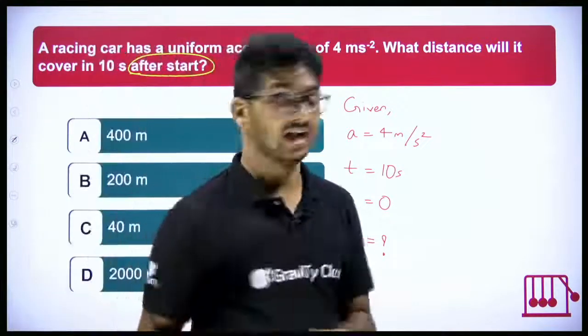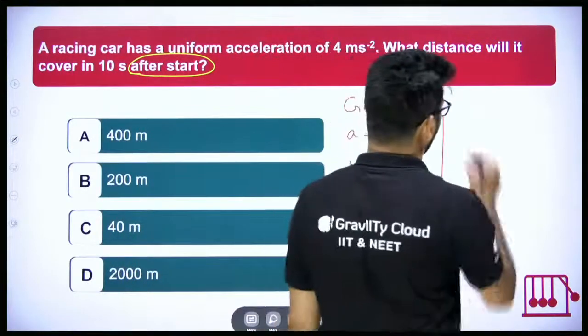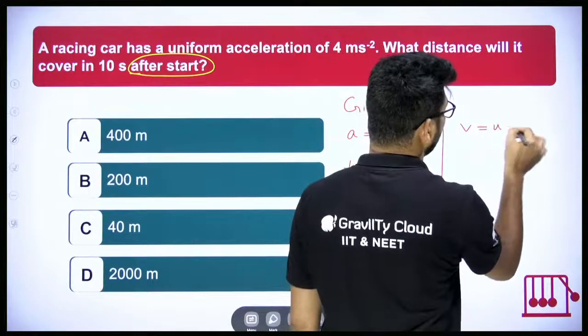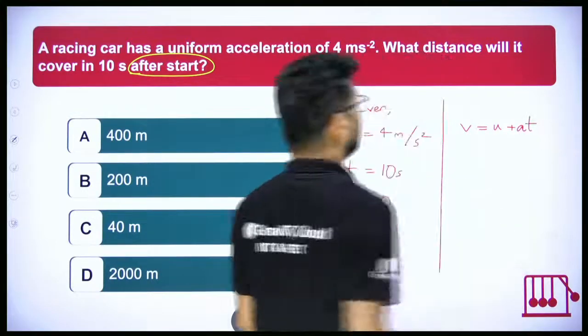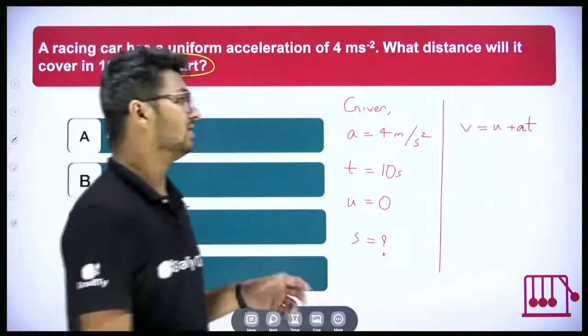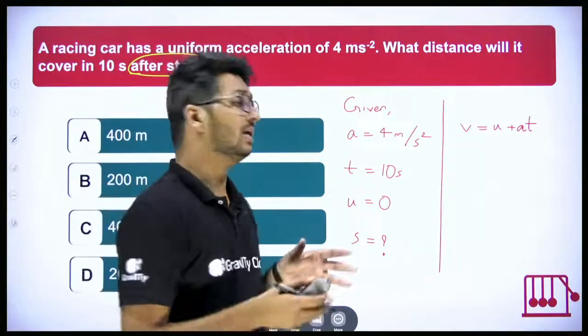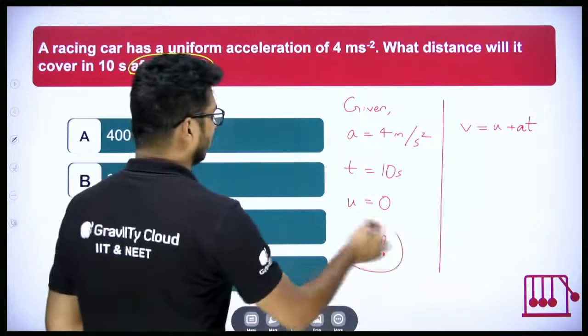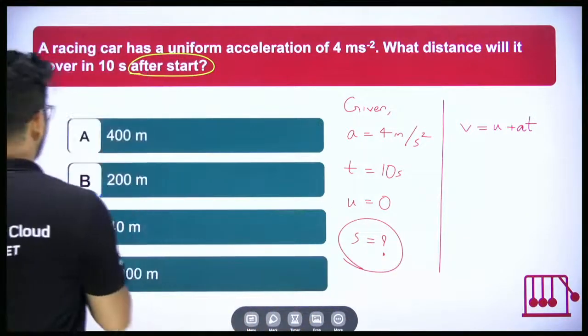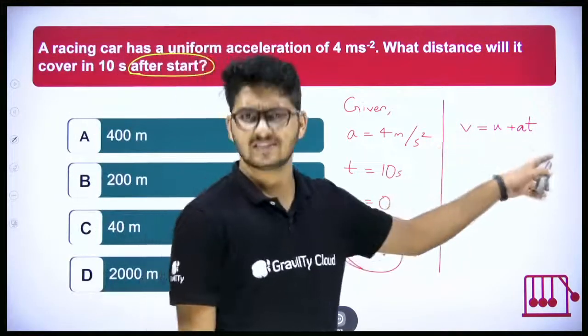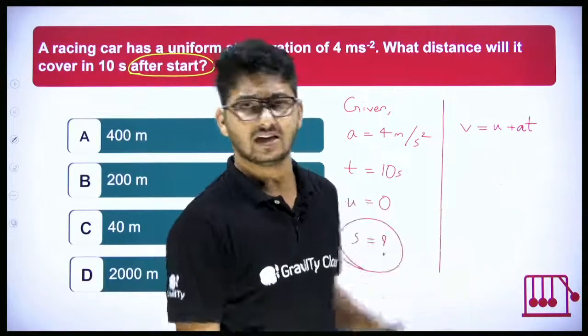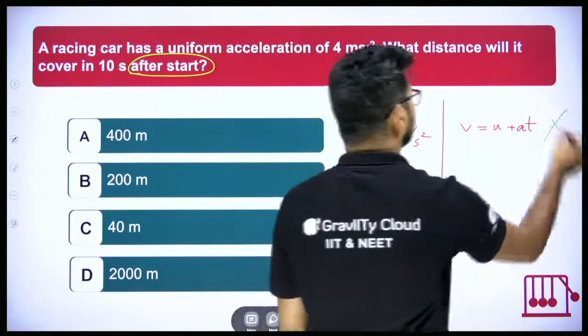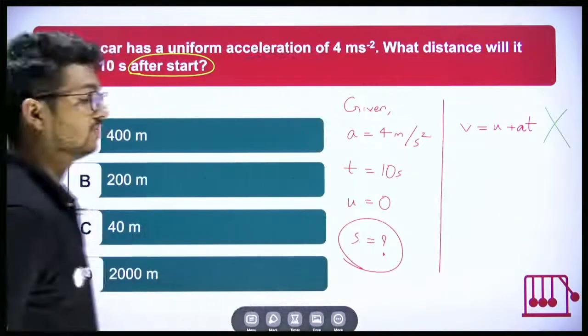Now which equation can we use? Let's go with all of them. Let's see whether this equation V is equal to U plus AT can be used or not. See here what we have to find out. We have to find out displacement. So do you have displacement here? Do you have S? We don't have S. That means I cannot use that equation.